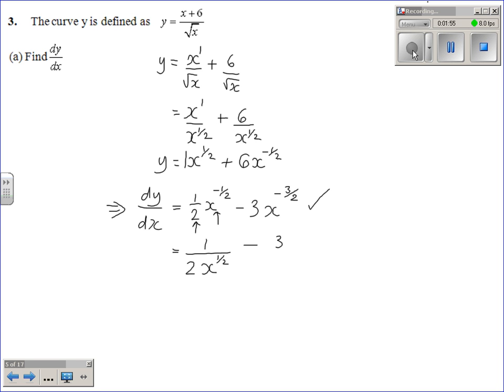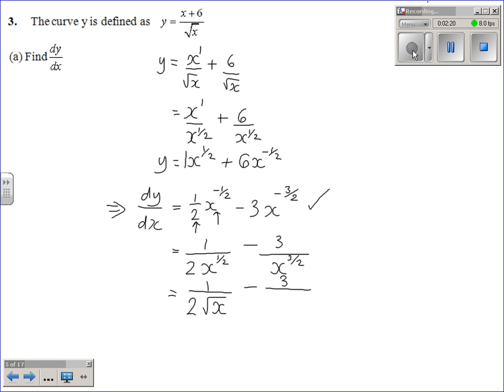Negative 3 goes on the top. Don't put the 3 down, it just stays like that. And just like we did with the previous term, when we bring the negative indice down, it becomes positive. So at that point it looks a little bit nicer again, but we can make it look even nicer. We know that when you've got x to the power of half, it's the same as square root of x. So that first term is now 1 over 2 root x.